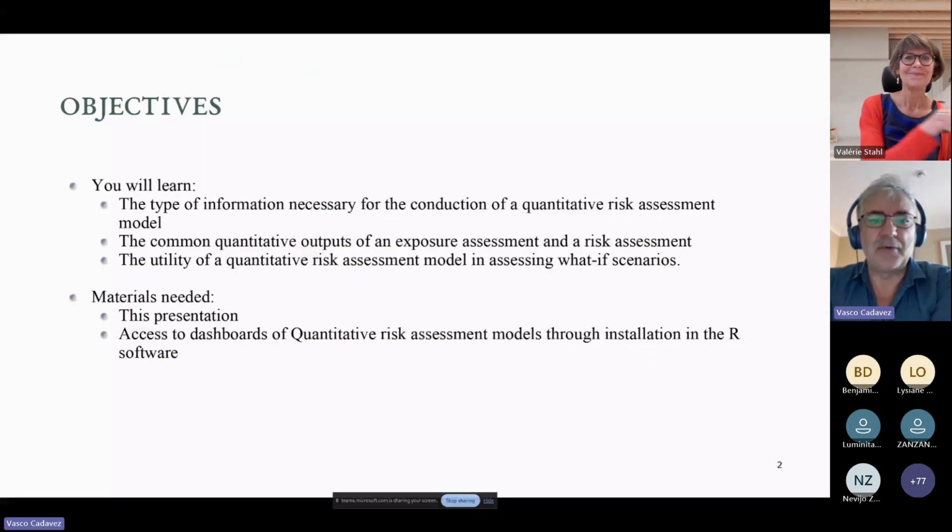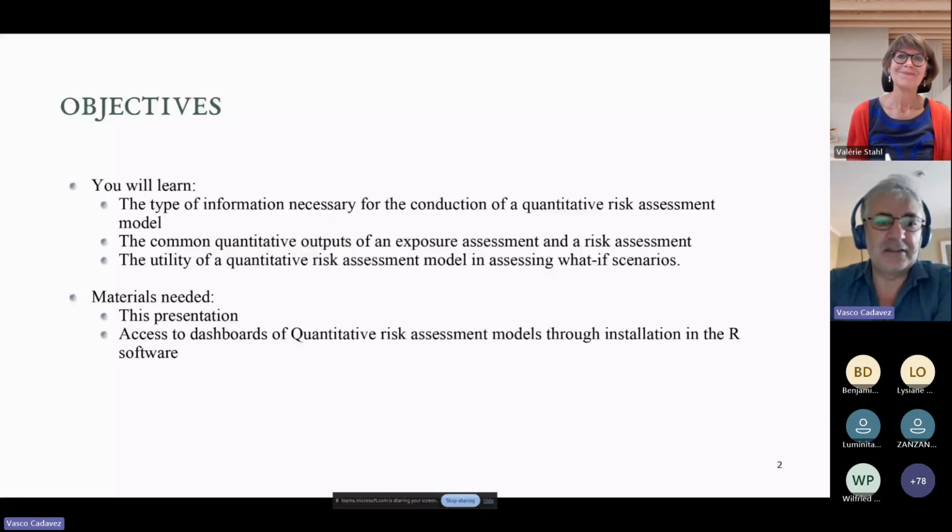You will learn the type of information that we need to conduct a quantitative risk assessment model, the outputs of a QRA model, and the utility of these models to assess what-if scenarios. So what do you need for this presentation?